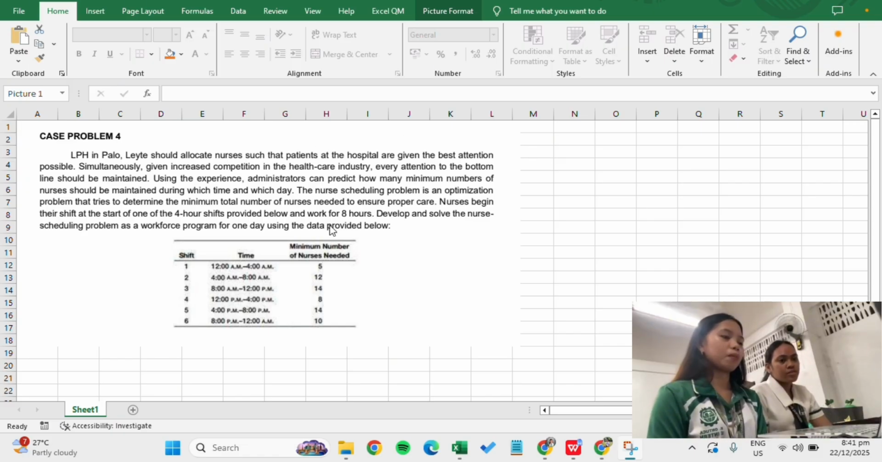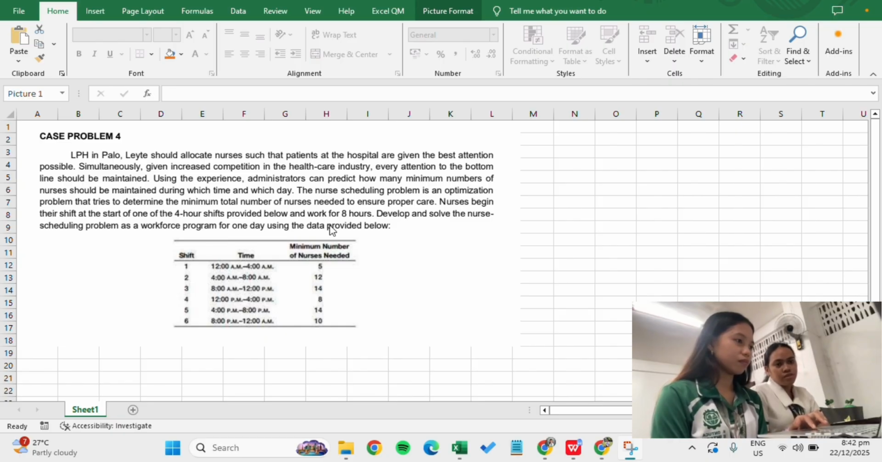Problem 4. LPH and Parolitis should allocate nurses such that the patients at the hospital are given the best attention possible. Simultaneously, given increased competition in the healthcare industry, attention to the bottom line should be maintained. Using experience, administrators can predict the minimum number of nurses that should be maintained during which time and which day. The nurses' scheduling problem is an optimization problem that tries to determine the minimum total number of nurses needed to ensure proper care.